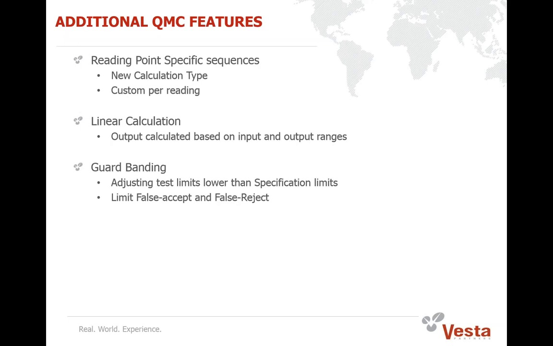Linear calculations I explained already, where you have a ratio between your input and output. And then lastly, we have support for guardbanding, which essentially is just an adjustment of your limits to lower than what the specification limits actually are. So you narrow the band of acceptable values that you can accept.